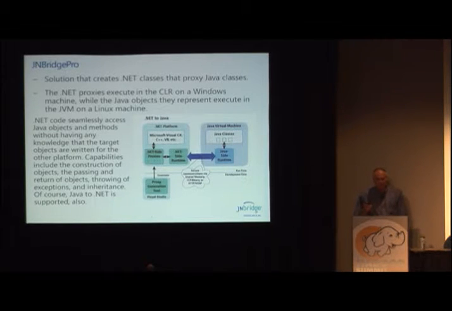Also, there is supported geographically remote. In other words, the JVM can be running on the Linux box and the CLR can be running on the Windows box. We support a proprietary TCP binary protocol between the two frameworks, between the JVM and the CLR, as well as SOAP going over HTTP or HTTPS.